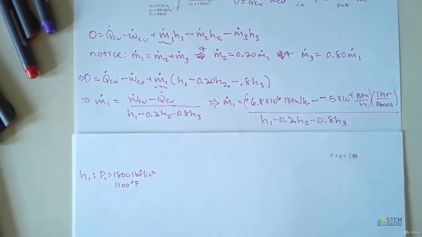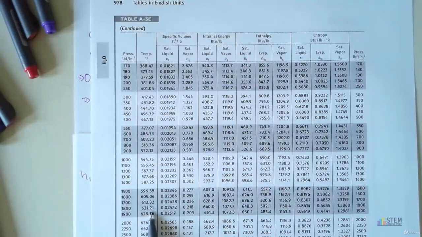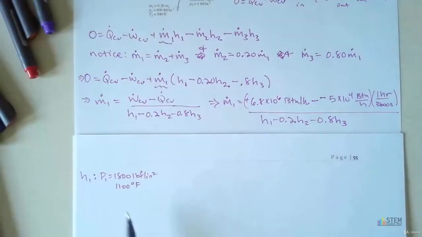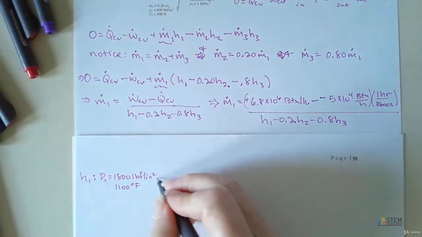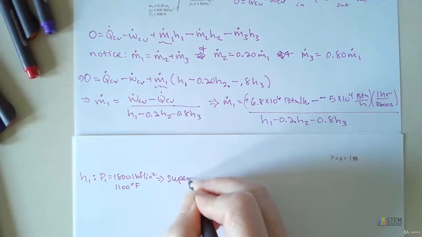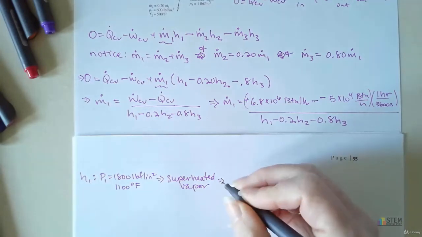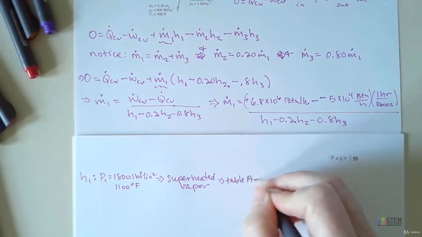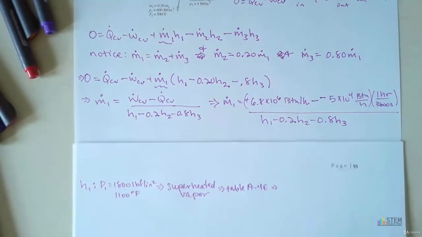Our pressure is 1800 psi. If you go to the saturated water table, the saturation temperature is 621.21 degrees Fahrenheit. Our temperature is 1100. This is way larger than that saturation temperature, so this is superheated vapor. That means we need table A4E. If you go to that table, look up this combination.